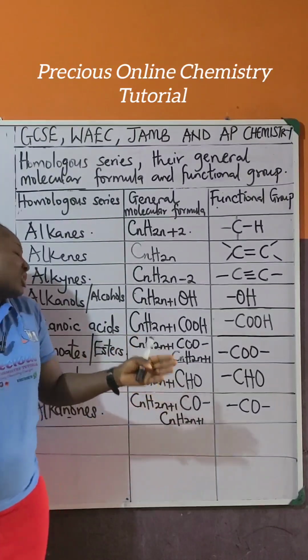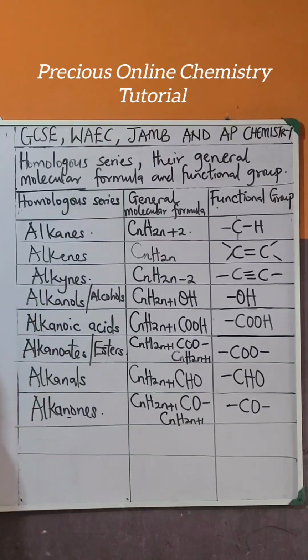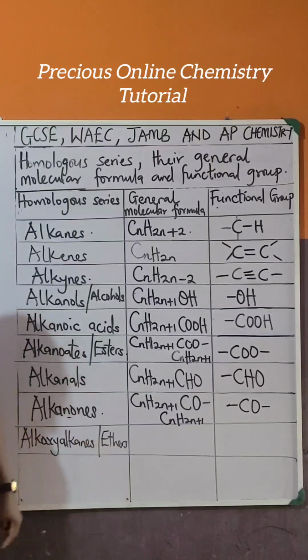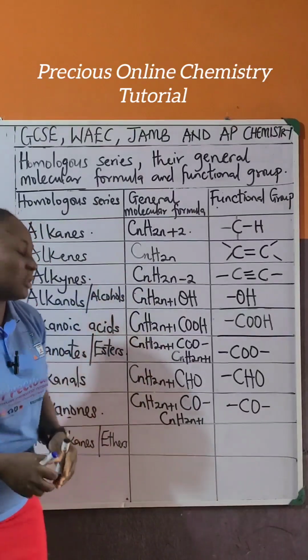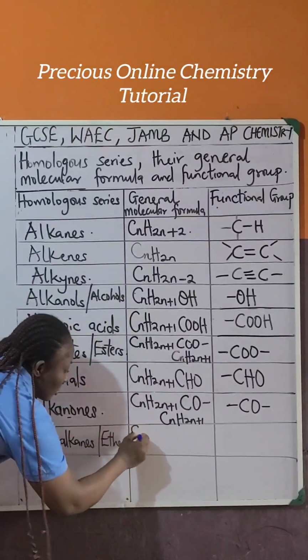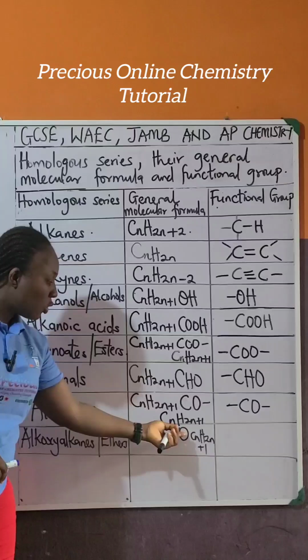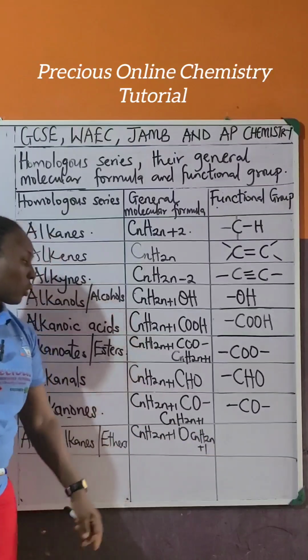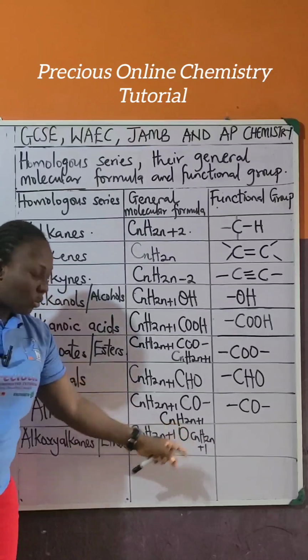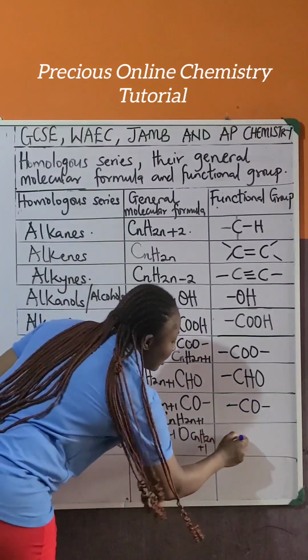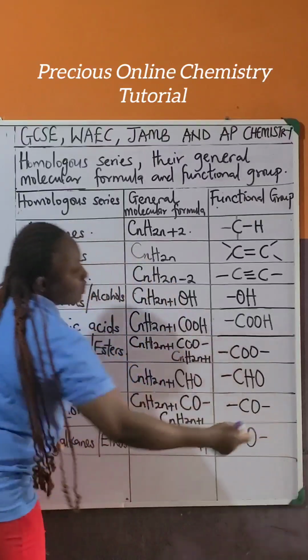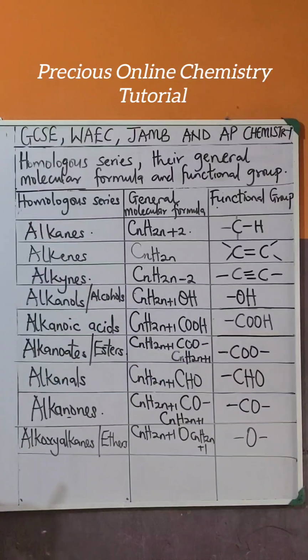Okay, the next one, the alkoxy alkanes, which we also call the ethers. We have two alkyl groups attached to an oxygen atom. So we have CnH2n+1OCnH2n+1, where the O is now the functional group. So the functional group of the ethers or the alkoxy alkanes is an oxygen atom with two bonds.